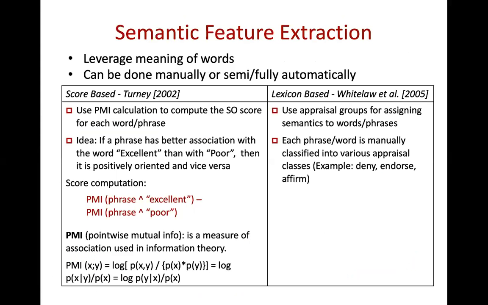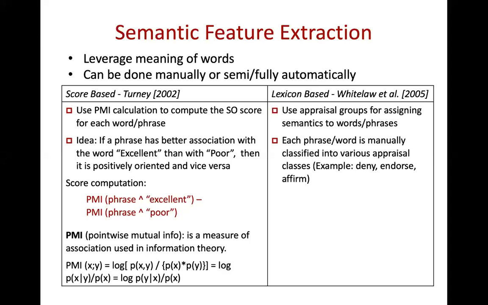Then semantic features, they are going deeper into the meaning, right? So for example, pointwise mutual information is a measure of association used in information theory. So again, we are coming into information theory. And the main idea here is that if a phrase has a better association with the word excellent than with the word poor, then it's positively oriented, and vice versa. Of course, you can even come up with more advanced deep learning based features that are related to meaning. So some word embeddings type of data representation approaches like word2vec, etc. can also be applied here.